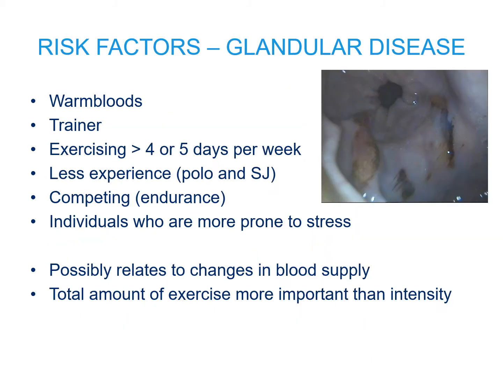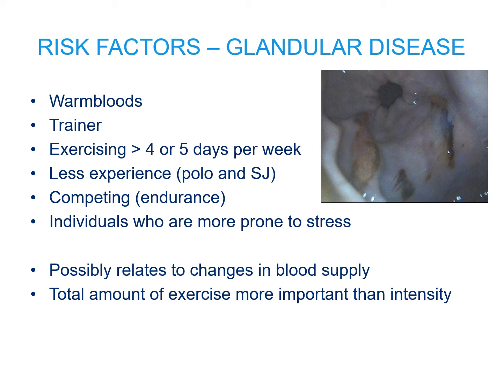The glandular portion of the stomach, the risk factors are slightly different, although there are lots of similarities. We seem to see a lot more disease in warm bloods. We don't know whether that's because of the breed itself or because of what warm bloods tend to do and other management factors. Like squamous disease, trainer is a risk factor. More exercise is a risk factor. If they're exercising more than 4 or 5 days a week, they're more likely to get glandular disease.